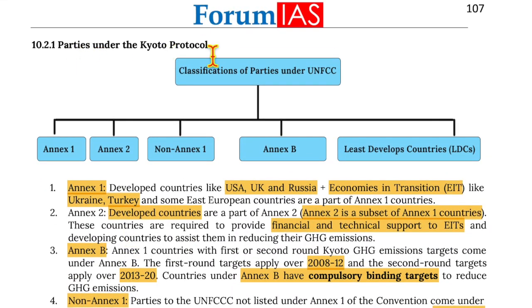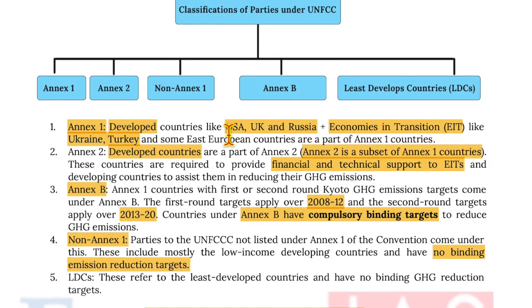Now, parties under the Kyoto Protocol are classified in Annex 1, Annex 2, Non-Annex 1, Annex B, and least developed countries. So these are basically 5 classifications. Now, Annex 1 are the developed countries like USA, UK, Russia, and economies in transition like Ukraine, Turkey, and some East European countries are part of the Annex 1 countries. Now, Annex 2 countries are the developed countries. Annex 2 is a subset of Annex 1 countries.